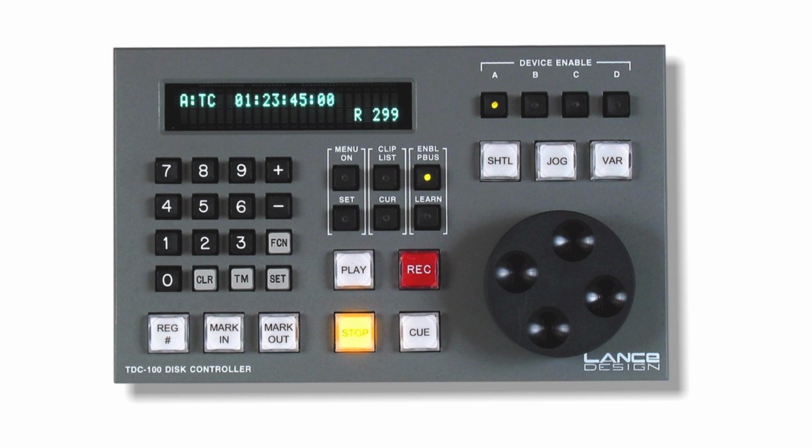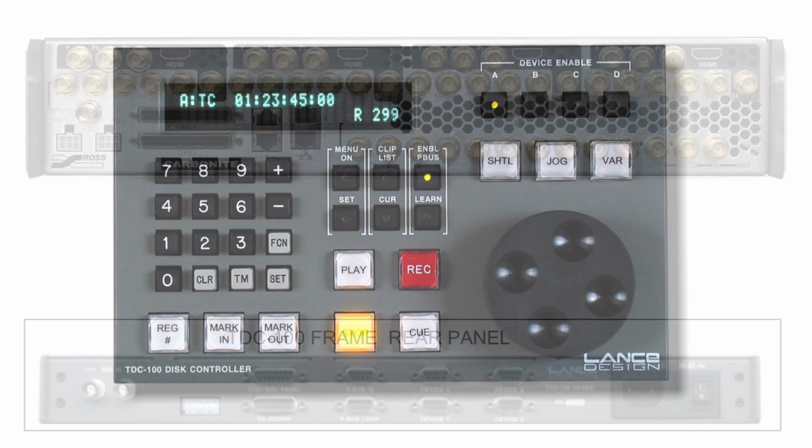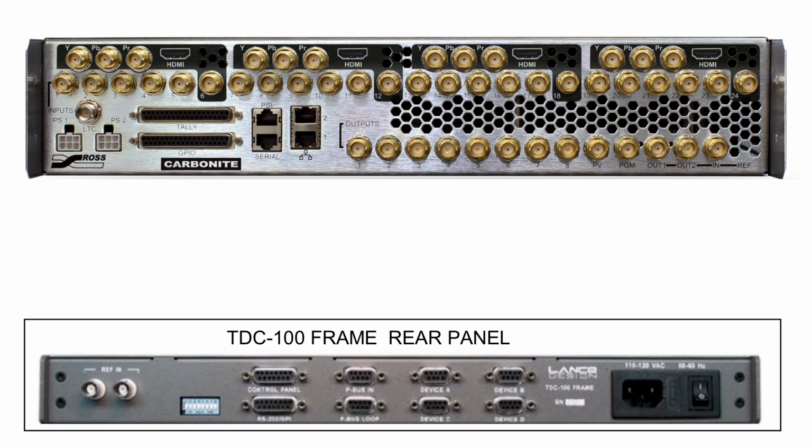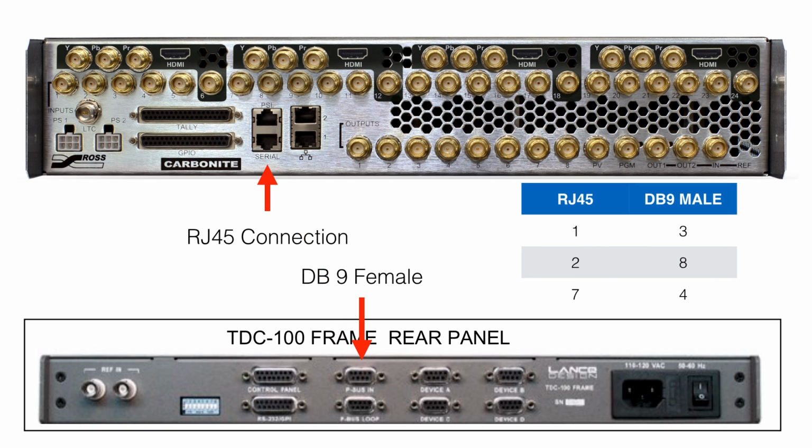So, first thing we need to do is configure the switcher to talk to the Lance. You're going to plug the switcher into the Lance via the serial port, which is an RJ45 on the back of the Carbonite switcher. However, on the Lance, it is a DB9, so you'll have to follow the pinout that is in the cut sheet that explains how that's done.